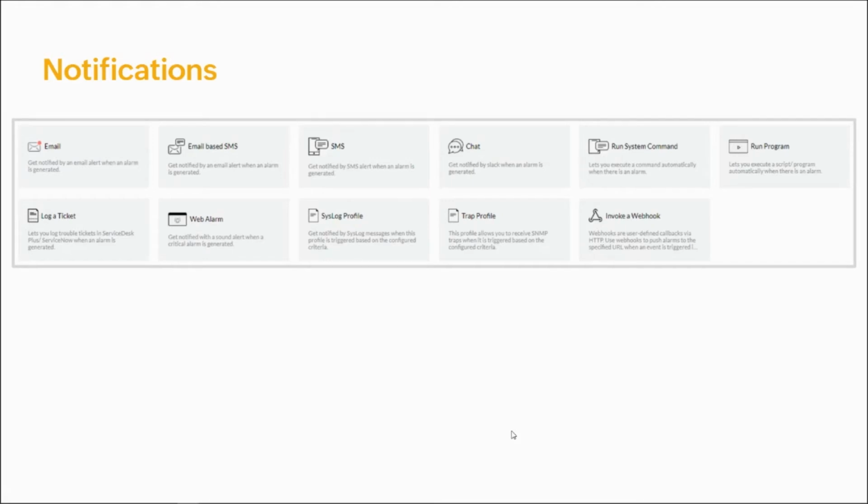So the next important criterion which any of our customers need is notifications. OpManager provides you a wide range of notification options, starting from email or email-based SMS, or normal SMS, a chat-based notification, or you can invoke a ticket or an email based on webhook integration. You can send trap-based profiles, web alarms, and log a ticket. You can integrate it with any of the ticketing tools available in your environment. And the product also gives you default integration options for the notifications as well.